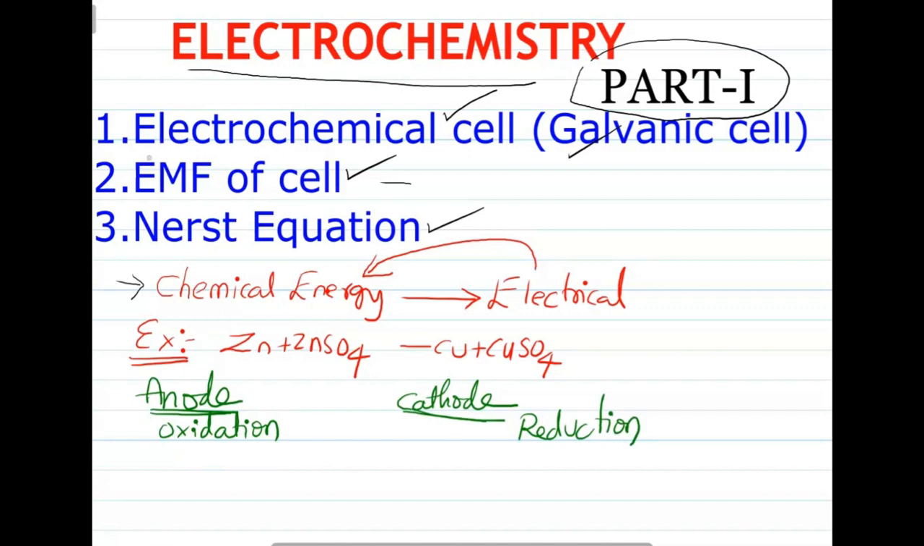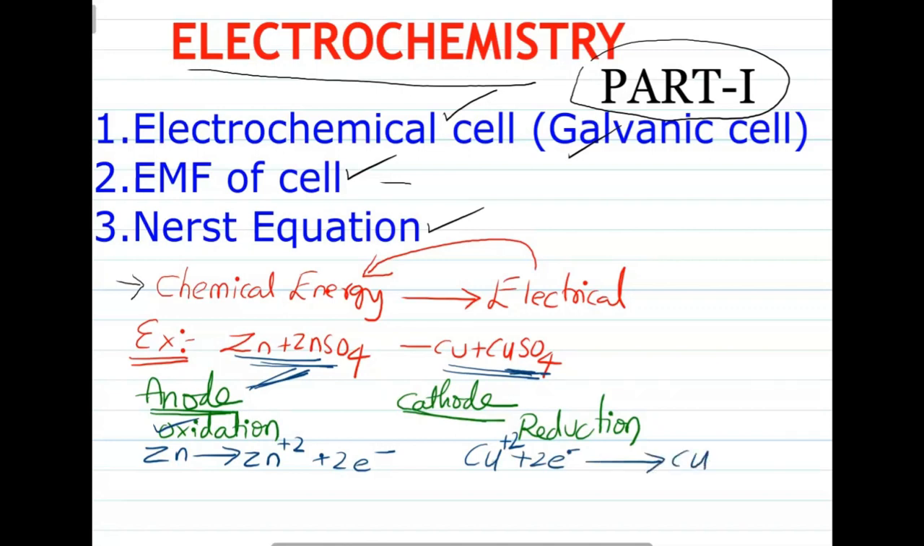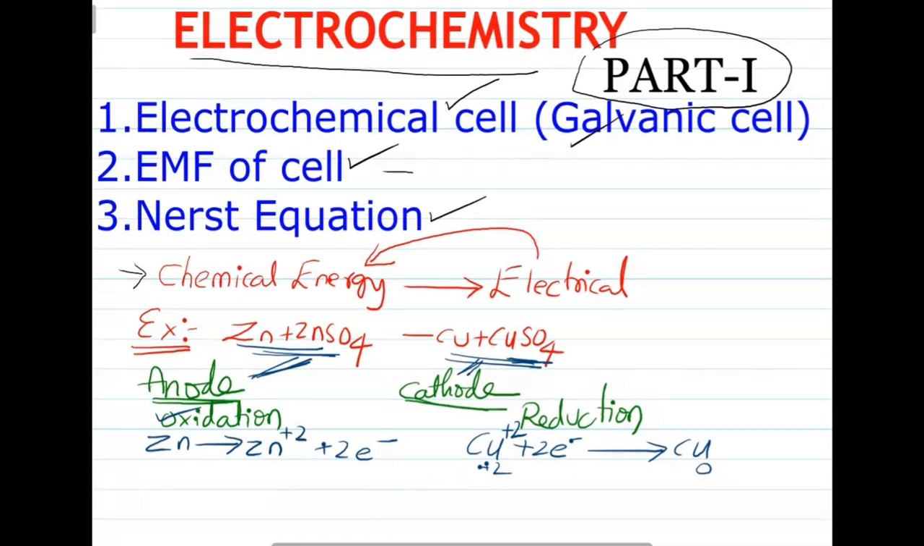In this cell, zinc in zinc sulfate is converted to Zn plus 2 by loss of 2 electrons. It is oxidation, so zinc in zinc sulfate acts as the anode. Next, copper dipped in copper sulfate: the Cu plus 2 ions of the copper sulfate take up 2 electrons and form copper. Here copper in plus 2 oxidation state is reduced to 0. Reduction is happening, so copper acts as the cathode.